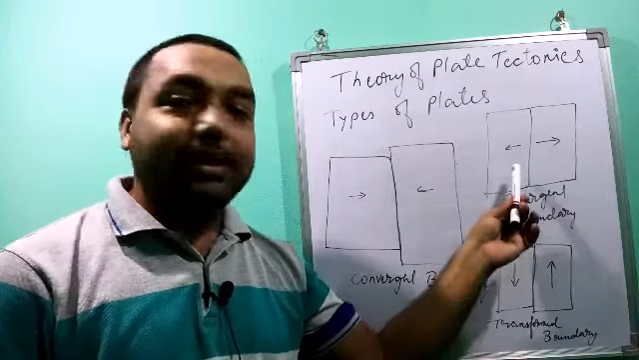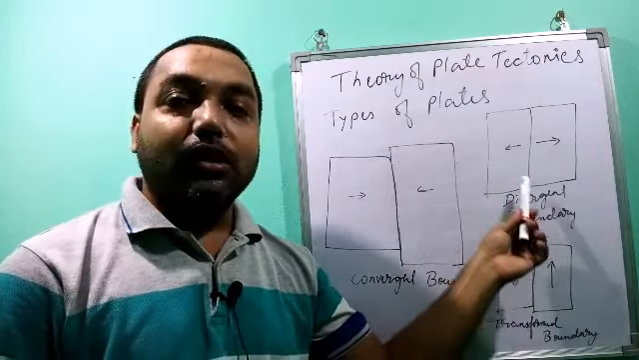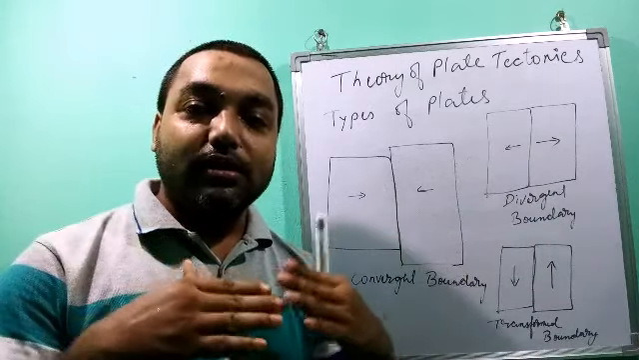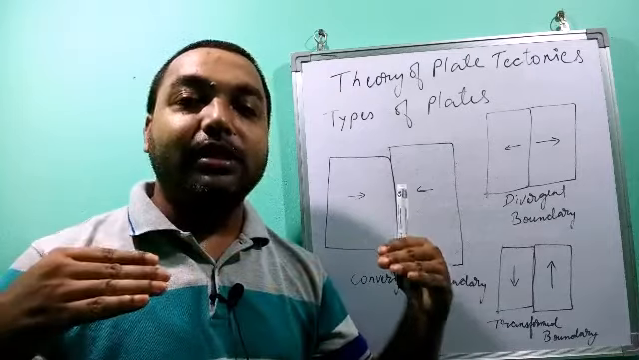The next type of plate boundary is the divergent boundary. In this type, two plates move away from each other. They are staying together but they are moving away from each other.